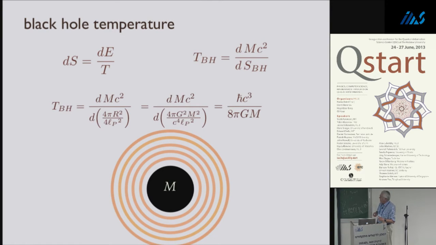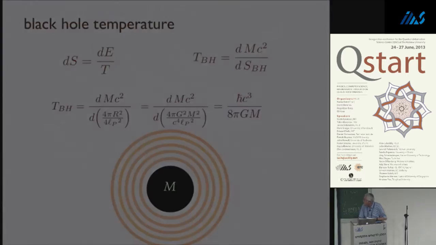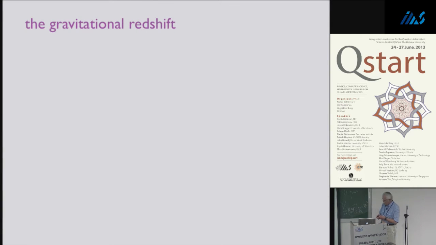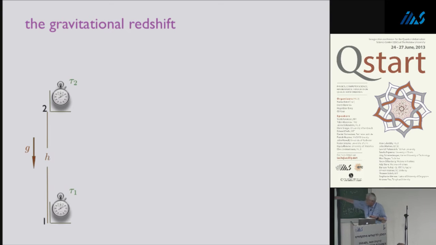And the next thing is the idea of the gravitational redshift. Consider two accurate clocks, one above the other at a height h, sitting in a gravitational field g. You start with an electromagnetic wave of some frequency f1 according to the first clock, and you let this wave fly up.